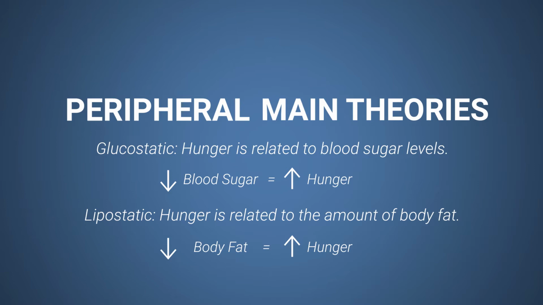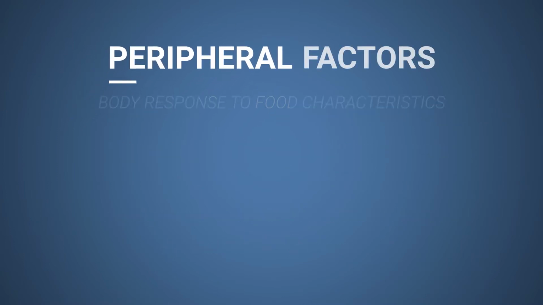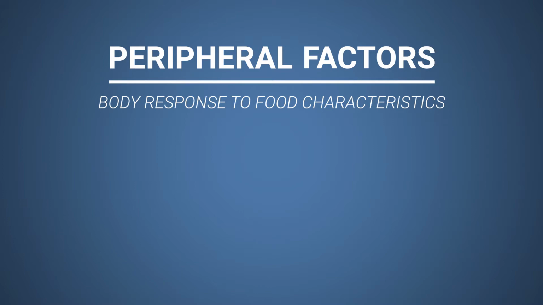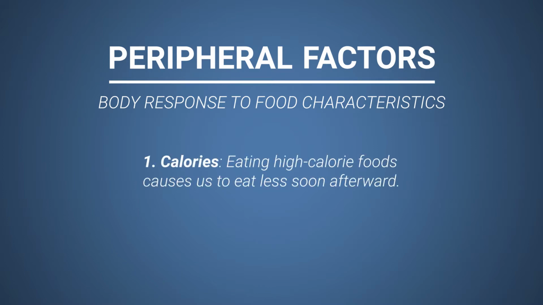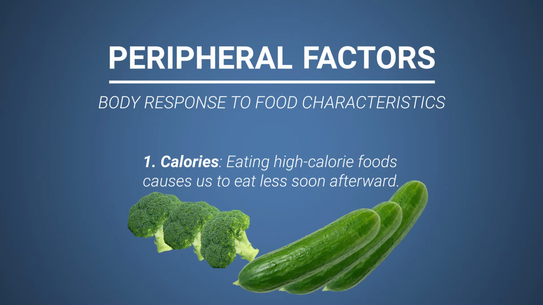While research has shown that there is some truth to both of these theories, there are many more complex factors at play. The first peripheral factor is food characteristics, and there are several of these. One is the amount of calories in a food. The amount of calories affects how full we get and how soon we want to eat afterwards. Eating high-calorie foods causes us to eat less soon afterward. Also, research shows that if animals are fed low-calorie foods long-term, they will compensate by eating more of that food so that their total caloric intake remains the same as before.